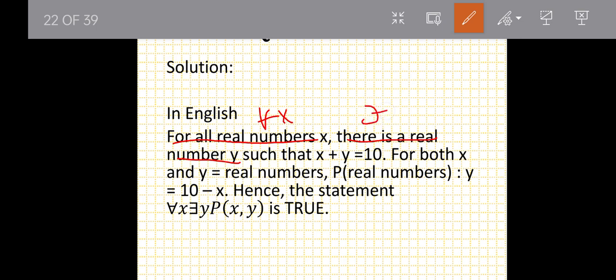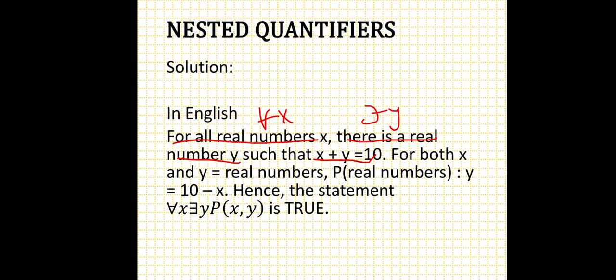So this is our there exists y. Okay? Such that, ito ating p of x, y: x plus y is equal to 10. Now, ano kaya ang kanyang truth value? Sabi dito, for both x and y na real numbers, such that y is equal to 10 minus x. Hence, the statement for all x there exists y, p of x, y is true. So, paano nyo nasabi na true? Okay, let's do this here, no?